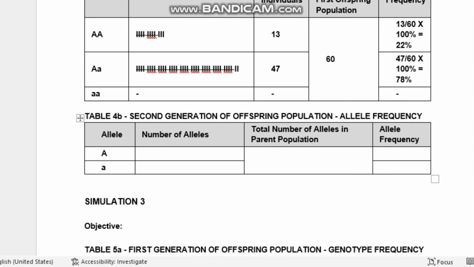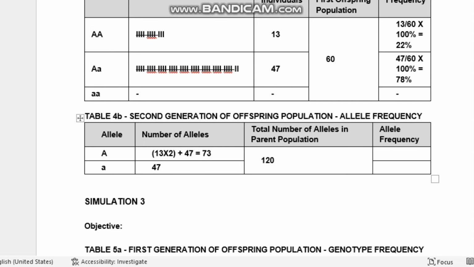So the number of alleles is 13 times 2 plus 47 equals 73. And for the allele small letter a it is 47, and the total number of alleles in the parent population is 120.